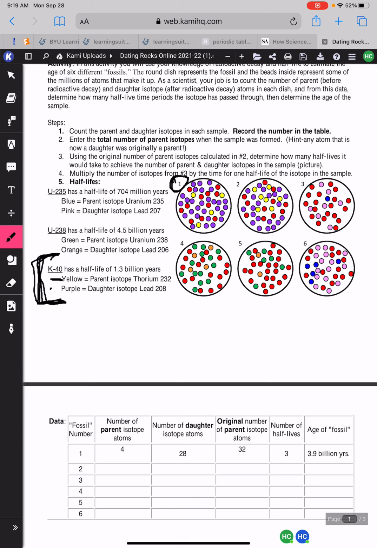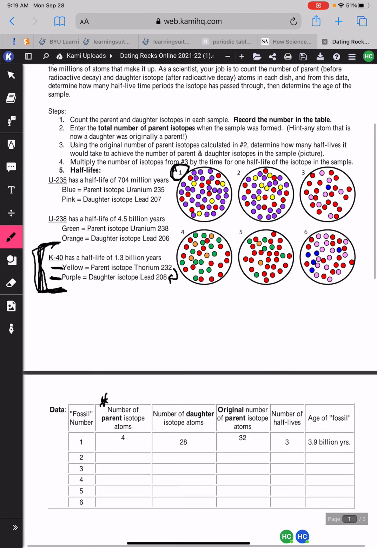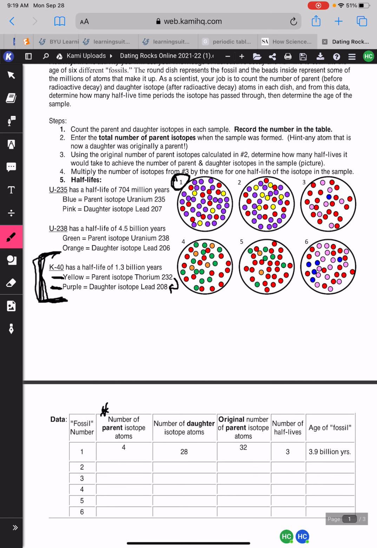And then we know that our purple ones are our daughters. Daughters means that they have undergone radioactive decay. We can even see that it has changed from this into this lead-208. So when it undergoes radioactive decay, it goes from the thorium to the lead. The first part in our data table is asking us for the number of parent isotope atoms. The parents, we know, are yellow, so we need to count how many yellows there are. We see there's 1, 2, 3, 4 yellows. So we put the number 4 there.